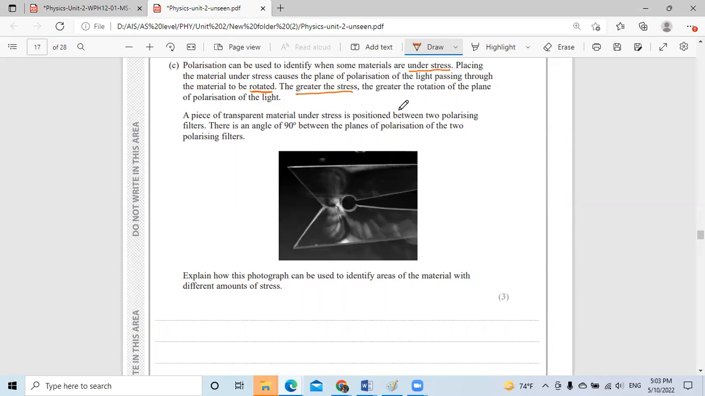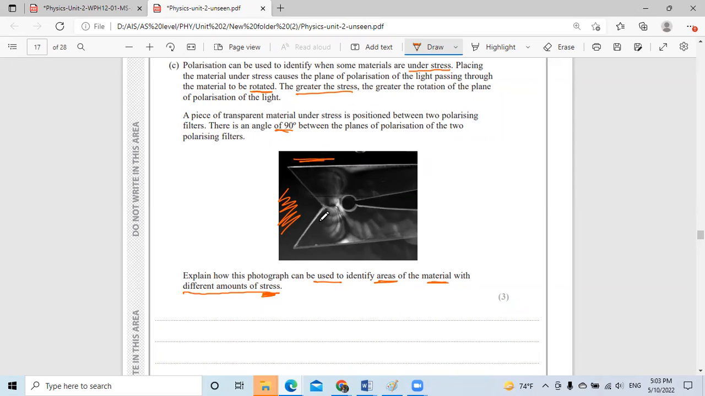So the greater the stress, the greater the rotation of the plane of polarization of the light. A piece of transparent material under stress is positioned between two polarizing filters, okay? They are at 90 degrees. That's why there's no color here. It's dark, 90 degrees. So they cut out all the color, okay? Between the two polarizers, okay? Explain how this photograph can be used to identify the areas of the material where there is different amount of stress.